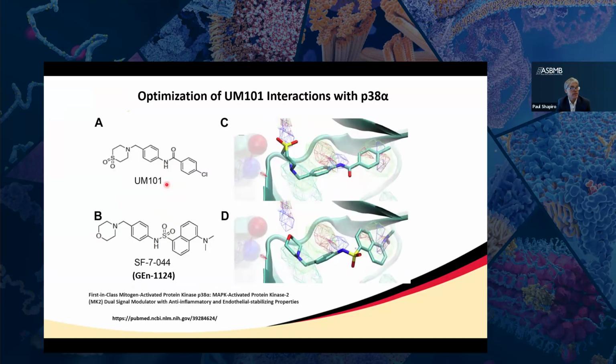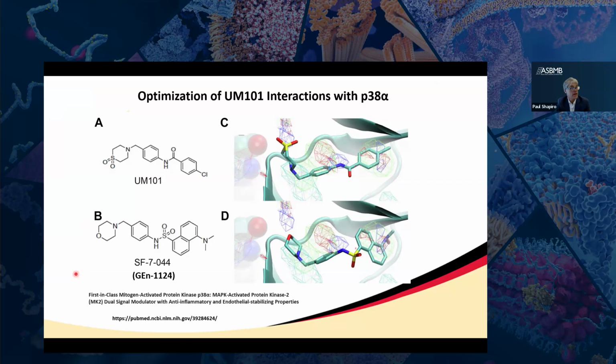And that's exactly what we did with our lead compound, which I referred to previously as UM101. And so this is the structure of it here. These are, again, the frag maps for that. And we ended up with this compound, which has a couple names. It was originally called SF7044, but now, since the company has licensed it, it is now called 1124. And this is the structure, and the frag maps are shown there. And this was published just last year describing this.